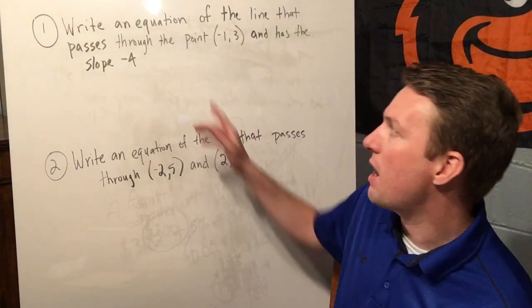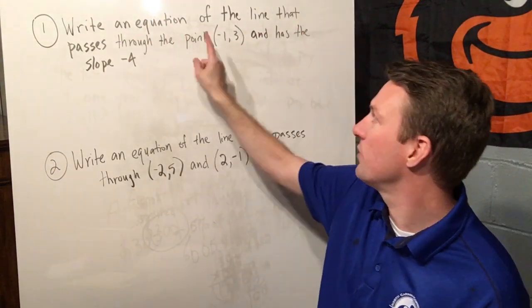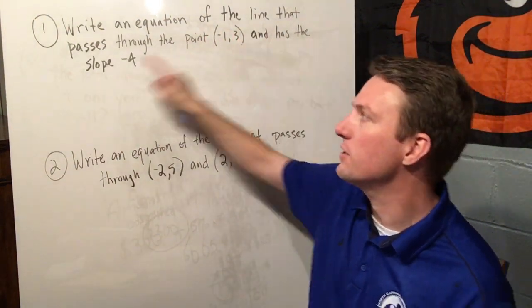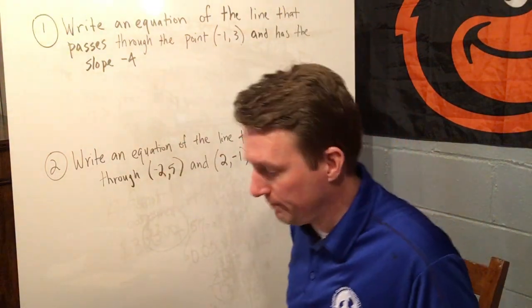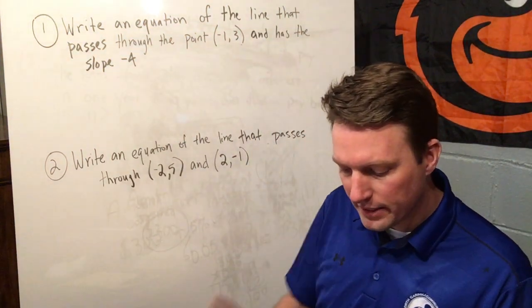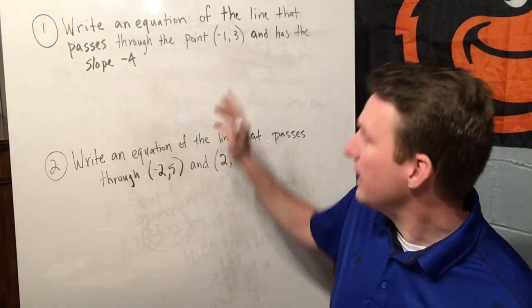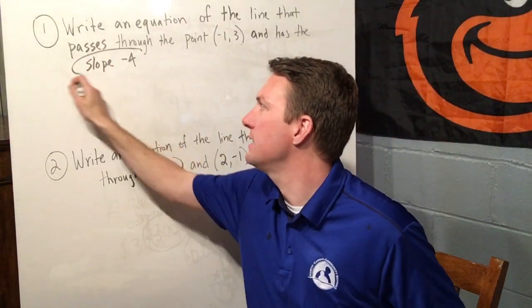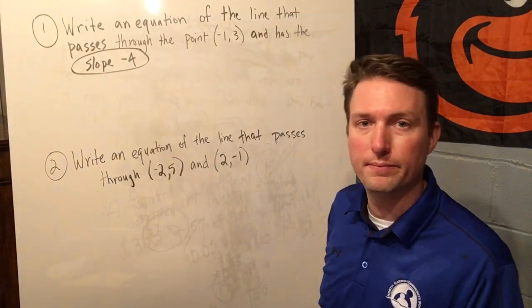So the first problem is to write an equation of a line that passes through the point (-1, 3) and has a slope of -4. Now, step number 1, as we went through the process, is to identify the slope. Looking at that, wait a minute, it gives us the slope. It says the slope right in the problem is -4.